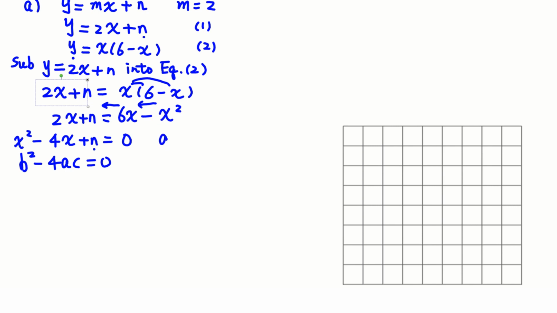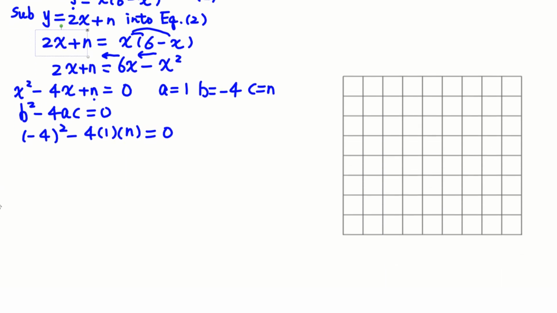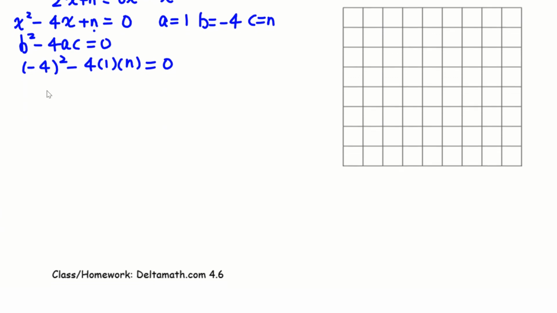So this one, a equals 1, b equals negative 4, and c equals n. So we sub this into b squared minus 4ac equals 0. We have (negative 4) squared minus 4 times 1, then times n equals 0. Now you will see one equation with only one variable. This is an equation we are able to solve.